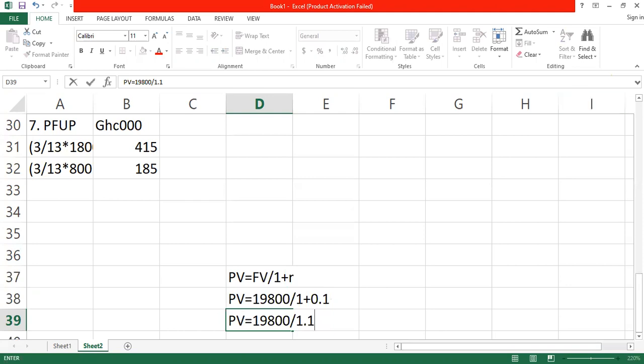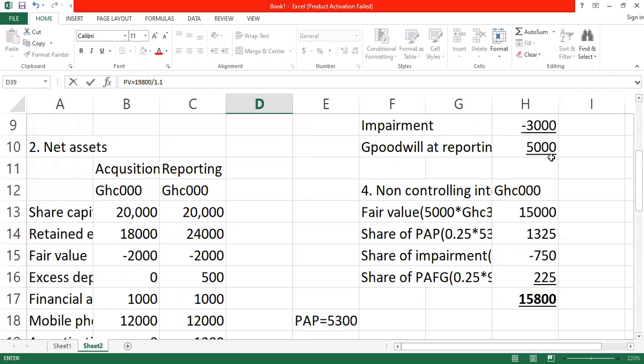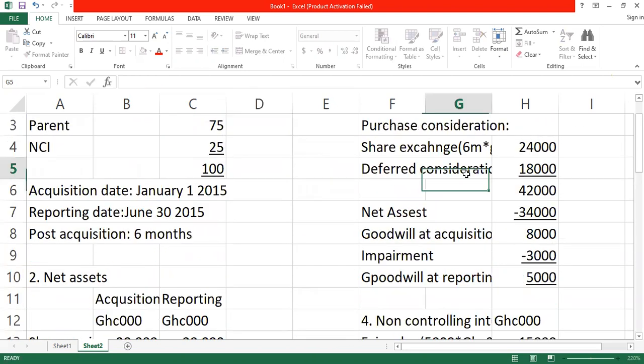18,000. That is how we got 18,000 for the deferred consideration. So you can see that we have the fair consideration, which is what? 18,000. It means that as at today, the parent is owing the shareholders of the subsidiary 18,000, isn't it? But they are going to pay 19,800 in a year's time.